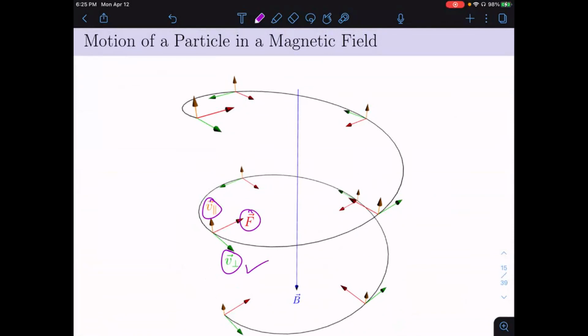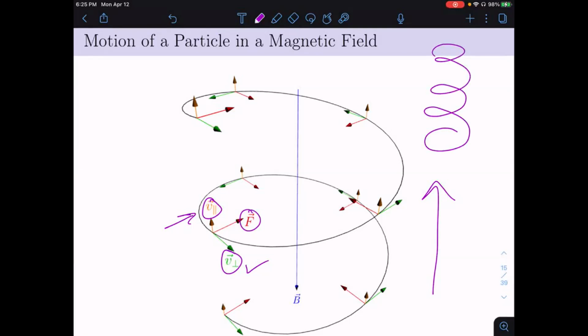So notice how this circle keeps moving up and up on the page, because this component is, again, unchanged by my magnetic field. So it's just going to keep on going. So I've got my circle just continuously moving up and up and up and up in a tornado twister-like fashion, okay?